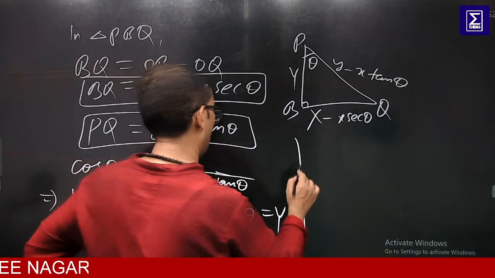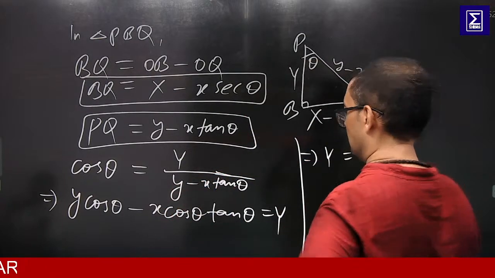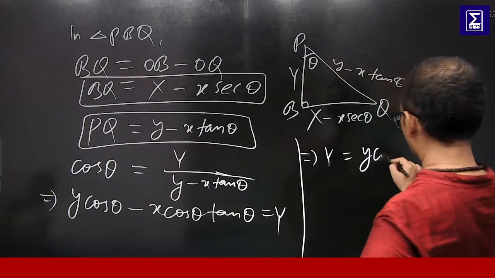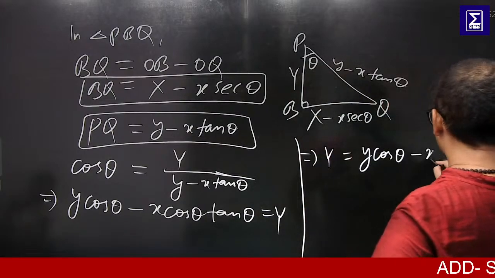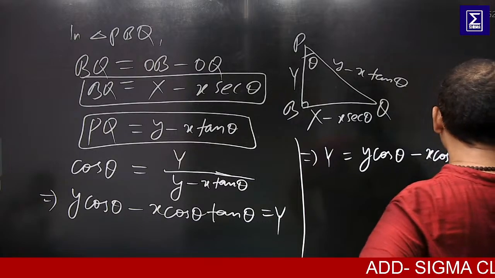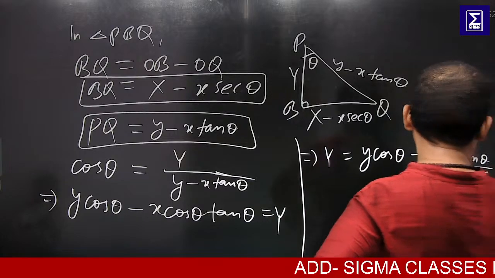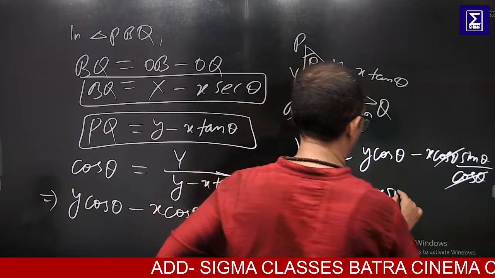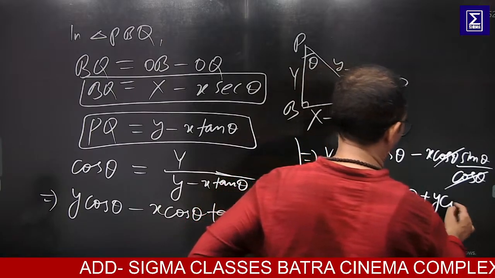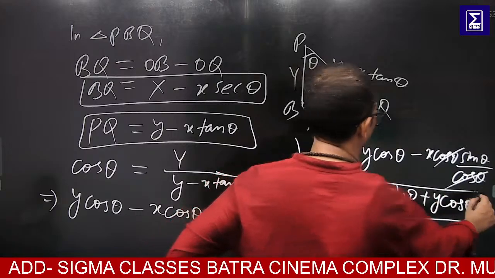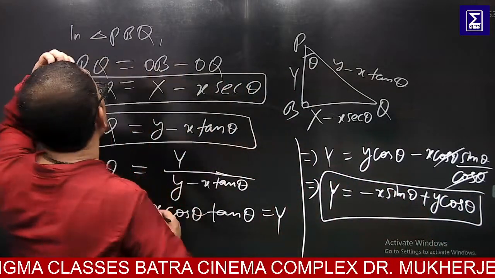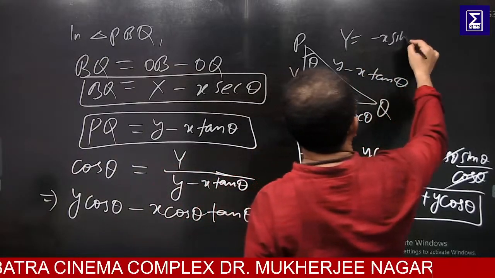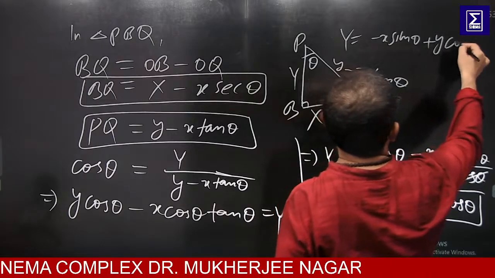So y is equal to, this cos and sec will get cancelled, y cos theta minus x cos theta sin theta upon cos theta. Cos theta will get cancelled. So y is equal to minus x sin theta plus y cos theta. This is the relation we got. This is the value of y. So y is equal to minus x sin theta plus y cos theta.